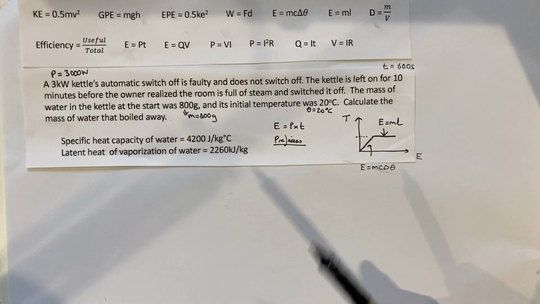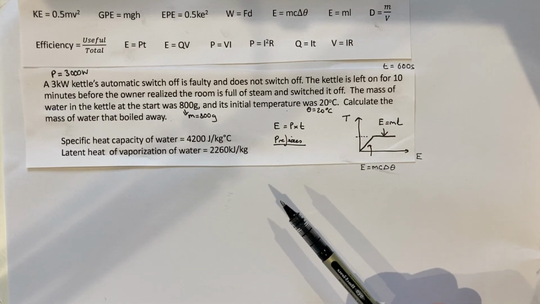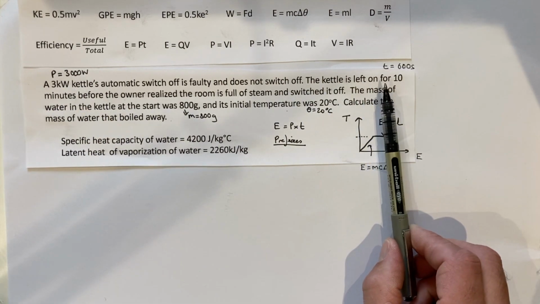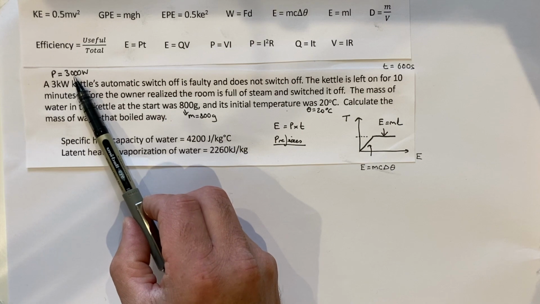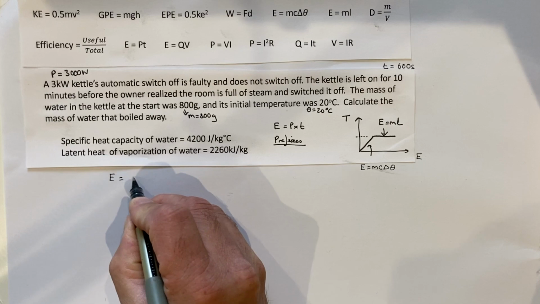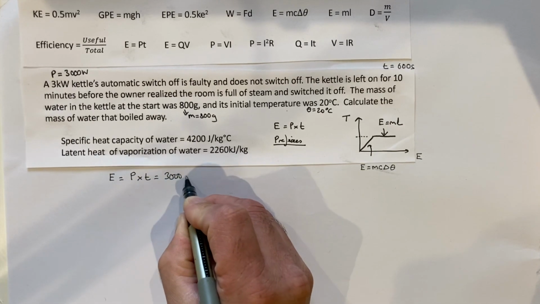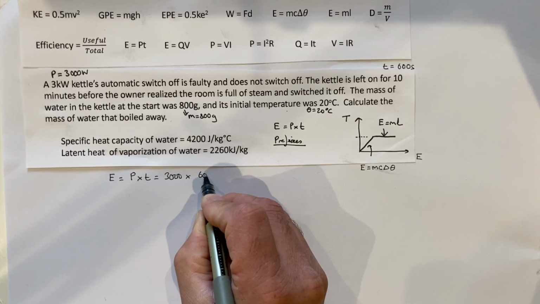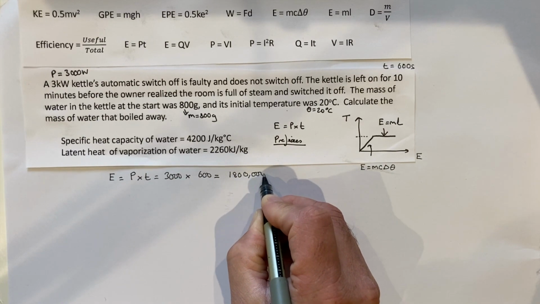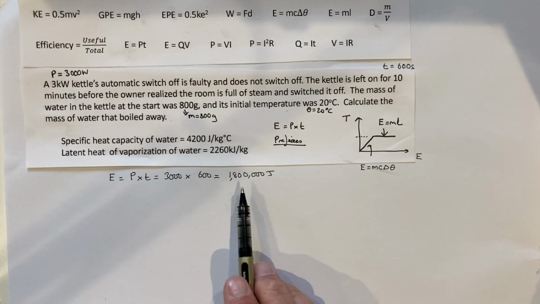Now this is a much more complex question, and unless you understand what it's asking you, you will not be able to access it. So we're putting a certain amount of energy in, and the energy we're putting in is the power times the time. So I'm going to work that out first. The energy that we put in to this water is power times time, which is 3,000 times 600, and that gives us a massive 1,800,000 joules. So what's that energy doing?